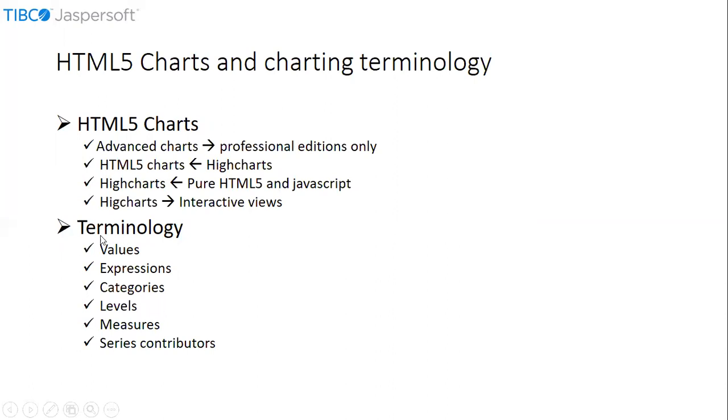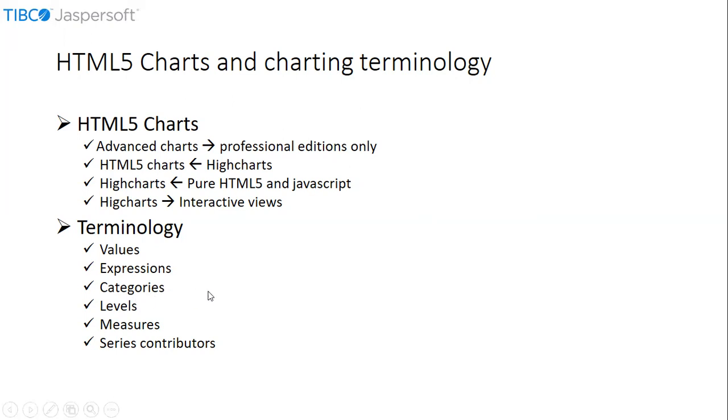Now, let us have a look at the key terminology that we use across HTML5 charts. The terminology includes values, expressions, categories, levels, measures, and series contributors. Let us briefly look at each of these. Values represent the static properties. Expressions represent the dynamic properties.